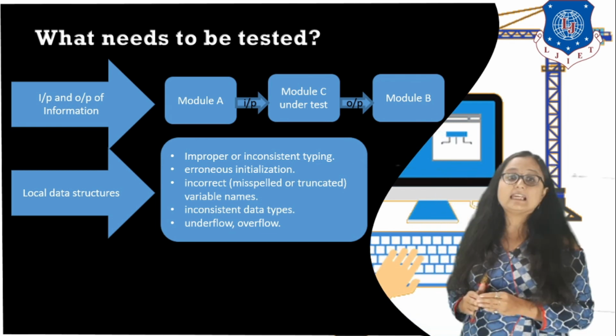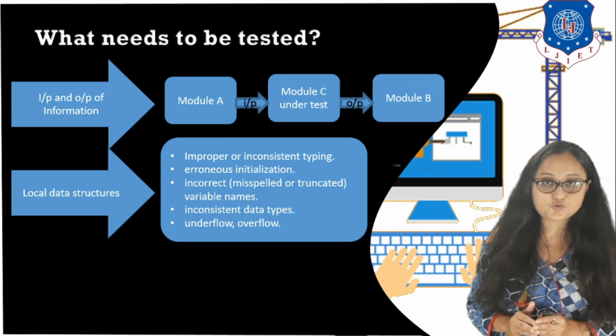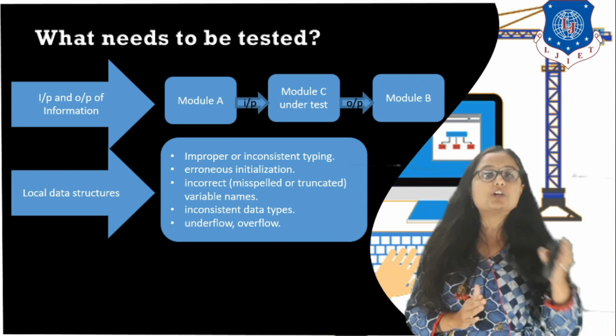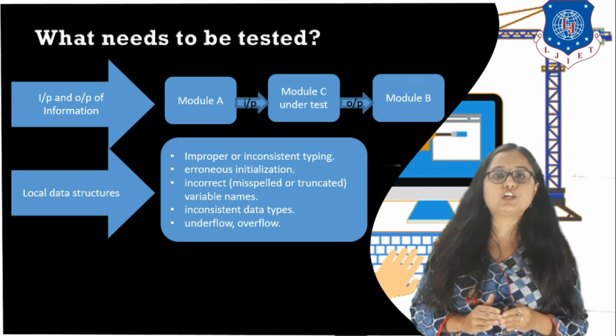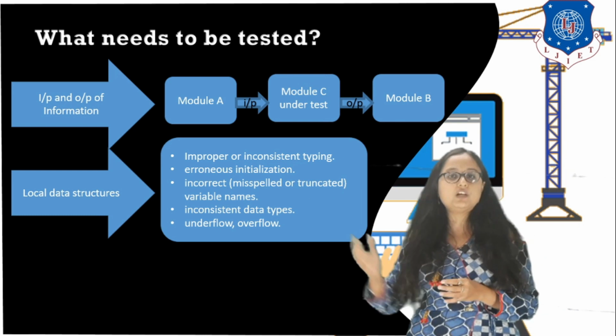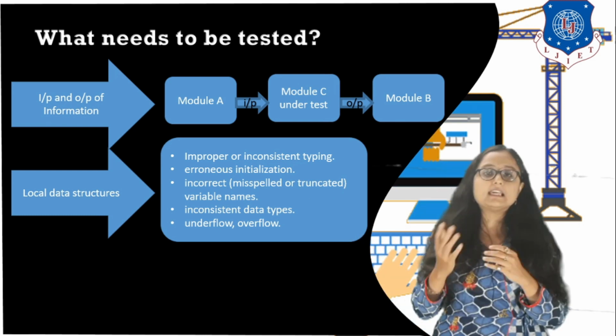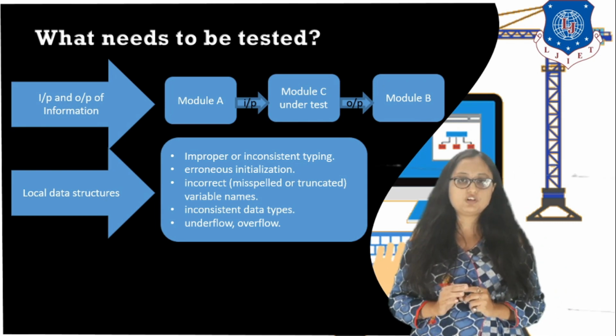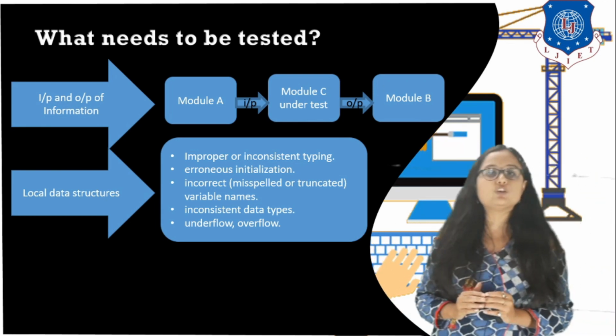The next is inconsistent data type. We have already discussed this: if you have declared a variable of a particular data type, for example an integer, and you are trying to assign a value of a different data type, then there is an inconsistent, or you can say mismatched, data type, which is not accepted, right? The next is underflow and overflow condition.